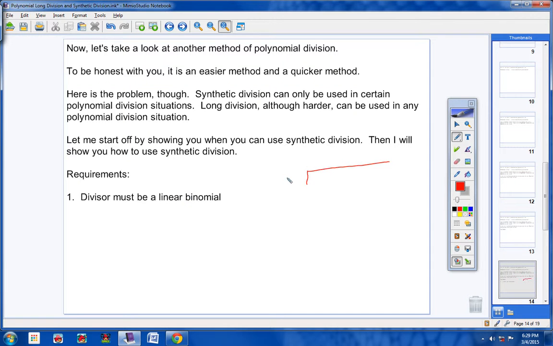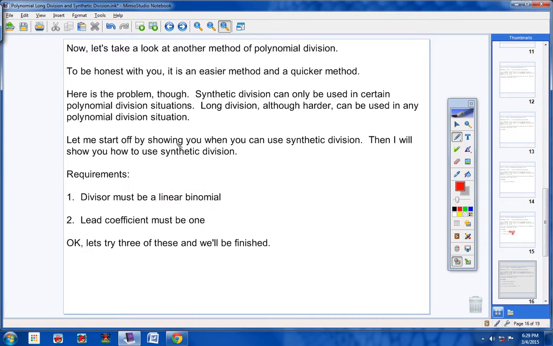Outside the box. Okay, this part right here. Your divisor must be a linear binomial. I'll explain that in a second. Requirement number 2, your lead coefficient must be 1. If you have those two scenarios, then you can use synthetic division. Now again, I'm going to explain what this means in just a second when we solve our first problem. I'm going to show you what that means. So, the requirements are your divisor must be a linear binomial and your lead coefficient must be 1.